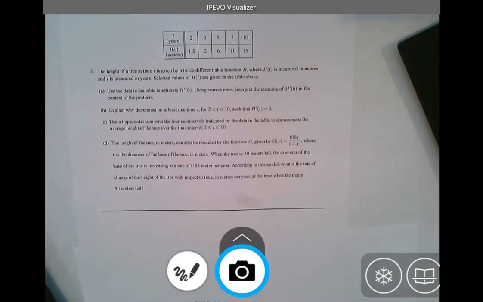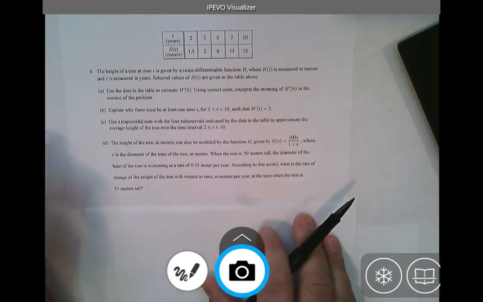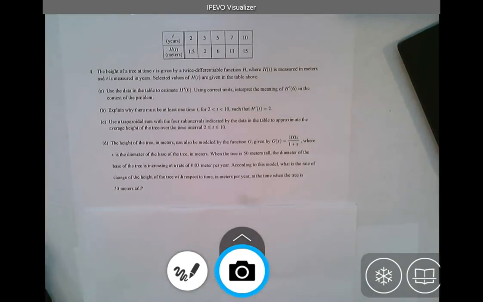All right, here we go. We were looking at the 2018 AB free response, question number 4. That means that since it's question number 4, this is calculator inactive. So here we go. It's a long one.